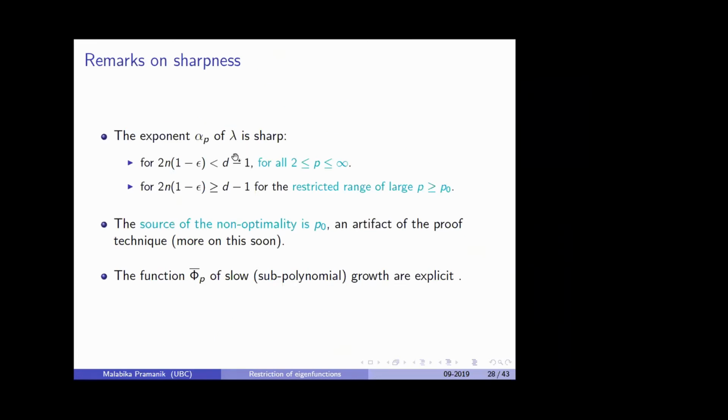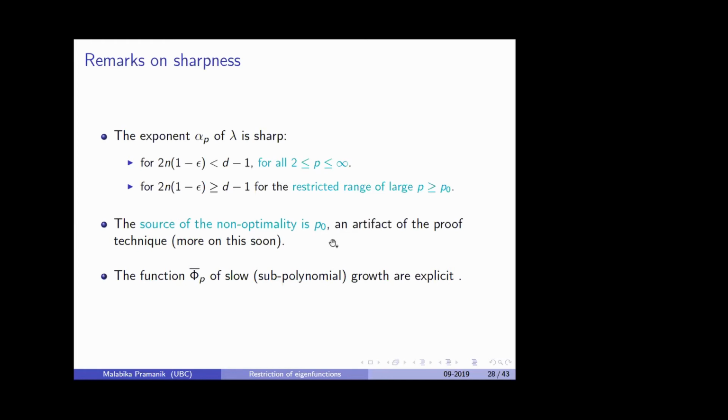The exponent alpha p of lambda that we get is sharp for large p. At the moment, we are able to ensure this for small p, and in this... where is this? For small p, so if p is less than p naught, our exponent is not sharp. And the cause of this non-optimality is the Lebesgue exponent p naught that we get. This is an artifact of our proof.